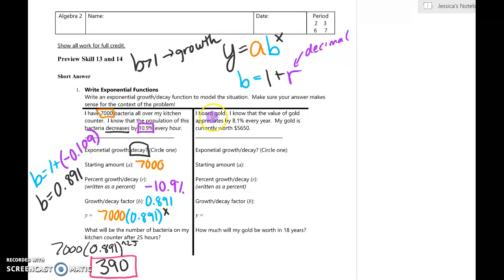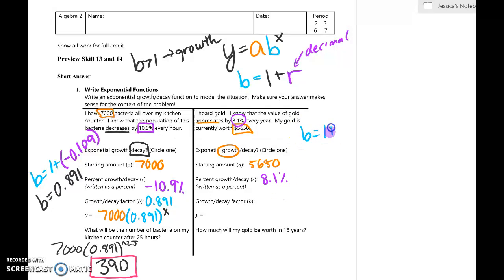This next one, I have gold. I know the value of the gold appreciates by 8.1% every year, and gold is worth 56.50. So that's going to be growth because appreciate means growth. Starting amount is the 56.50. Your R in this case is 8.1% because it's increasing, it's positive.